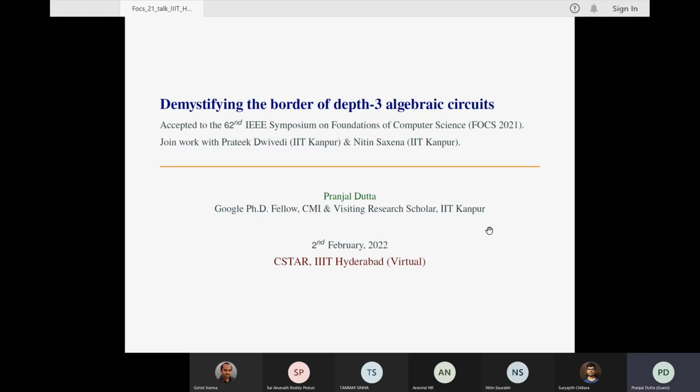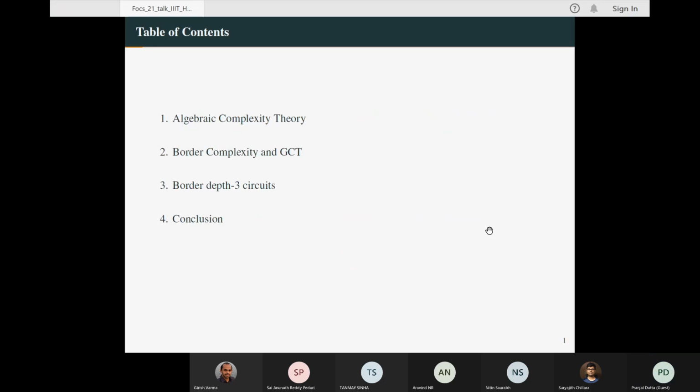So this is joint work with Pratik and Nitin. So let's start. These are the four themes that I'm going to talk about. For the introduction, I'll give some basic definitions from algebraic complexity theory. Then from algebraic complexity theory, I'll build up the notions in GCT, geometric complexity theory, and border complexity. Then I'll specifically talk about depth 3 circuits, their border, and our results. And then I'll conclude. Feel free to stop me and ask any questions whenever there is some confusion.